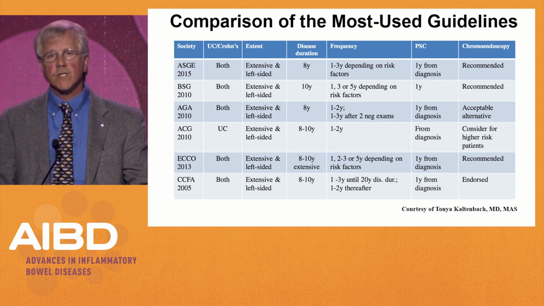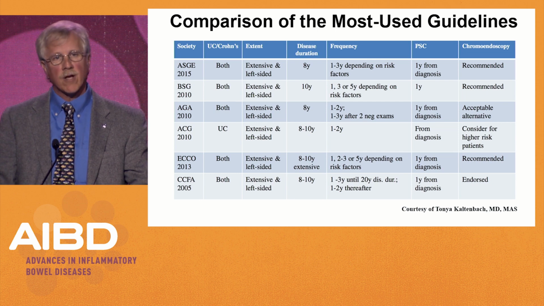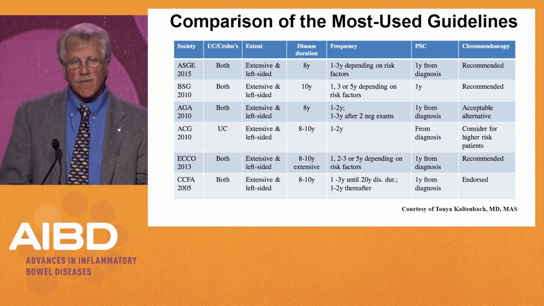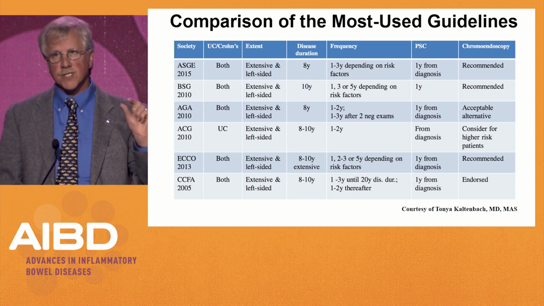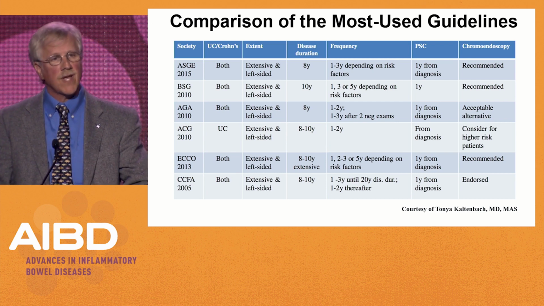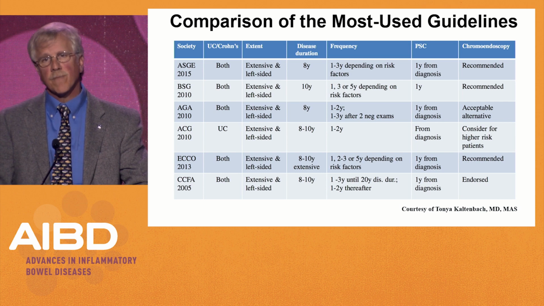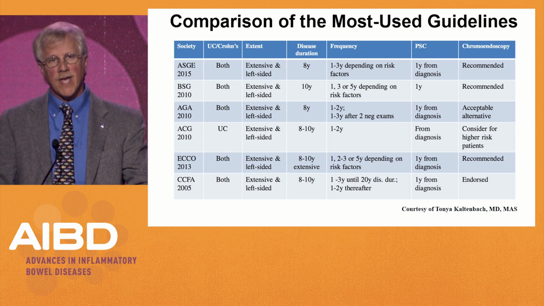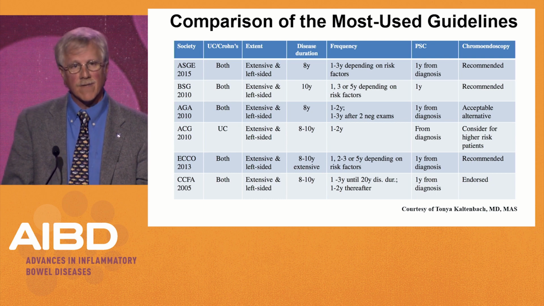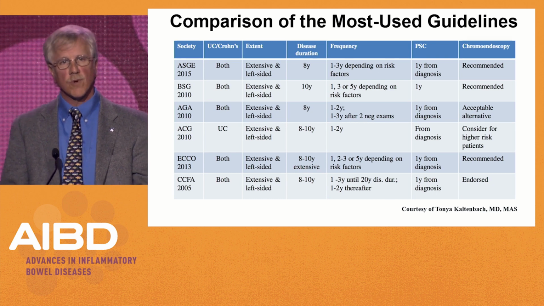And then you can see the frequency is anywhere between 1 and 3 years in US recommendations, but ECCO and BSG have recommended that you can extend this in very low risk individuals to 5 years. And we heard over this meeting, some of us are considering extending intervals in a select group of very low risk individuals. PSC patients begin surveillance at the time of diagnosis. And you see here, chromoendoscopy is recommended by the ASGE, the BSG, considered for high-risk patients in the 2010 Osher UC guideline, and ECCO also recommends chromoendoscopy.